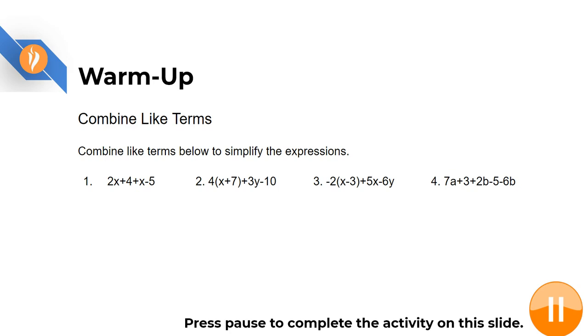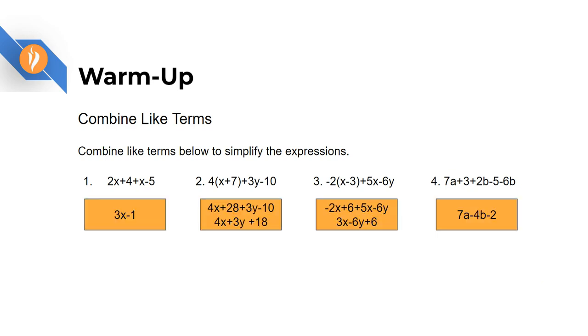All right, welcome back. Let's see how we did on the warm-up. So in number 1, we have 2 sets that we can combine, right? We have the 2x and the 1x, so that makes 3x. And then the positive 4 and negative 5. If I combine those together, I get negative 1. So 3x minus 1.